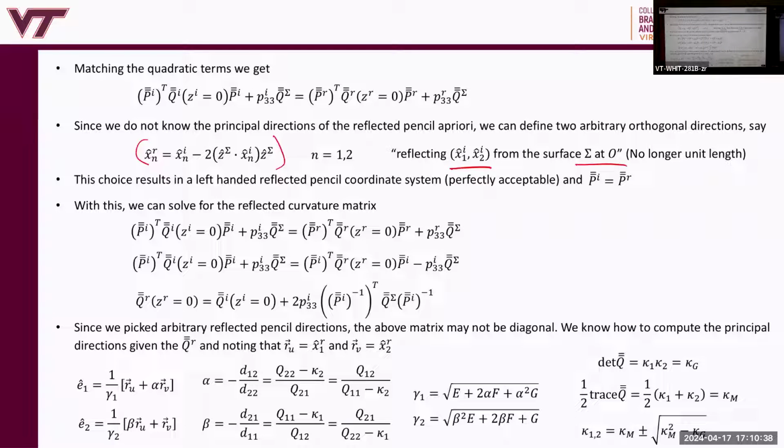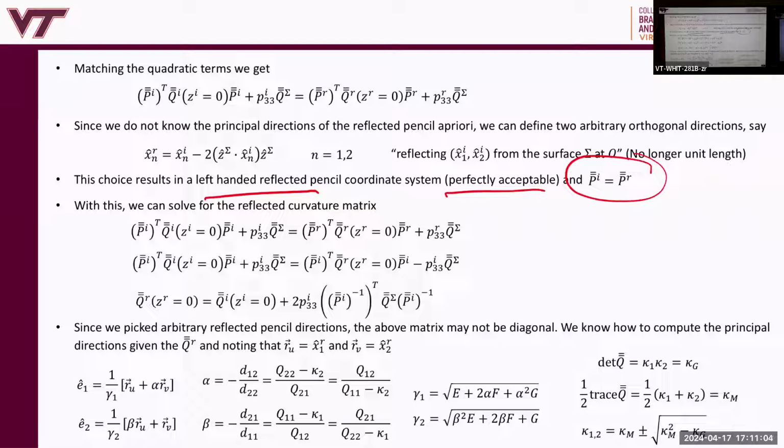What's going to happen? We're going to end up with a reflected Q matrix which is full, because we're not in the principal coordinate system. So we'll have to rotate after we reflect to find the principal directions. From the reflected Q matrix, even if it's full, you can find the principal directions. All the information is in the Q matrix. So this choice results in a left-handed reflected pencil coordinate system. That's perfectly acceptable, but it leads to P incident equal to P reflected as well.